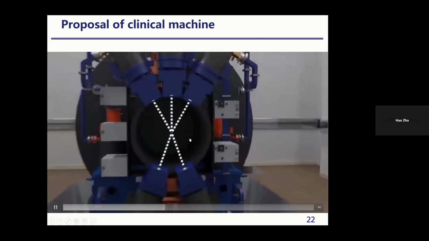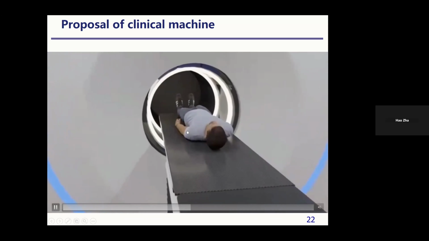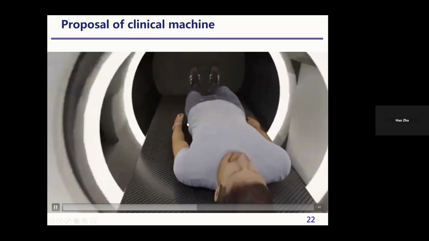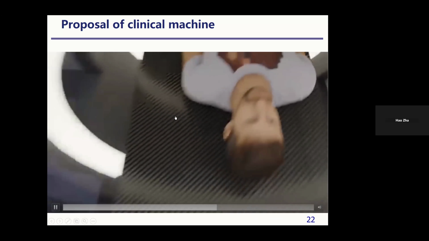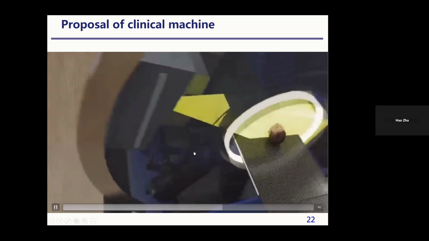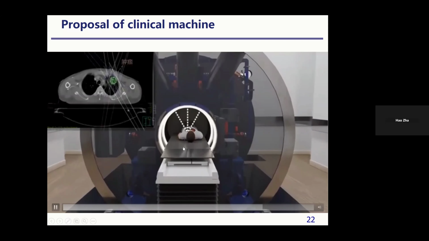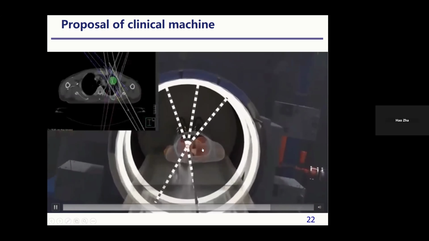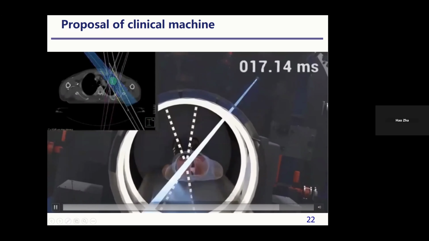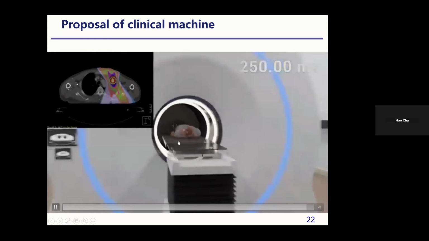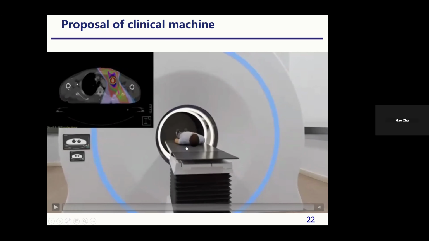The machine consists of 5 accelerators, and it is also equipped with CBCT imaging to do the IGRT. So after the tumor position is confirmed, the system rotates to the angles for the treatment plan and then delivers the entire dose in an extremely short time.